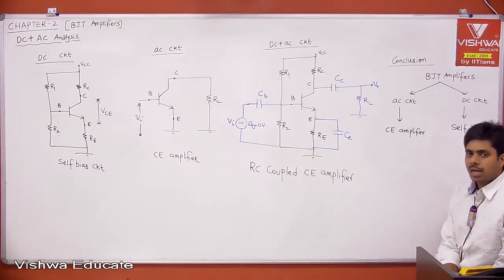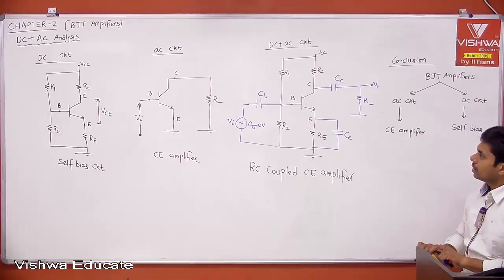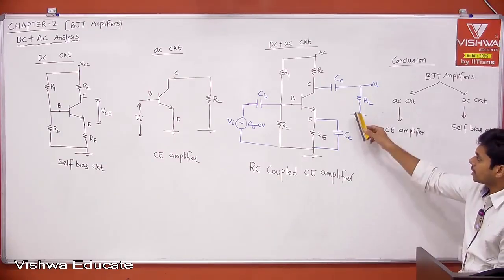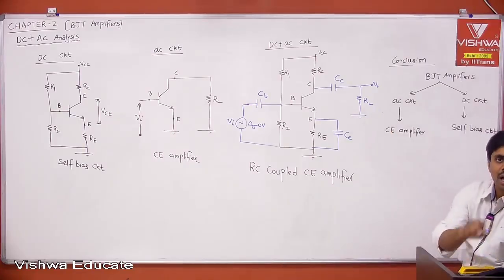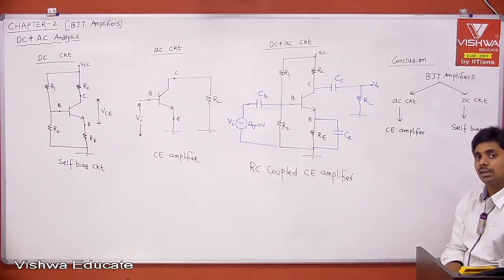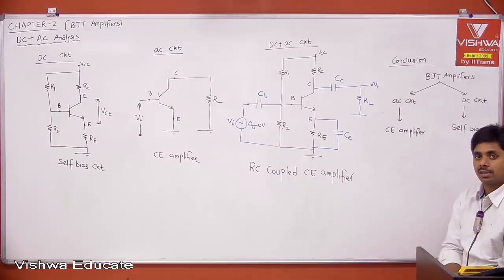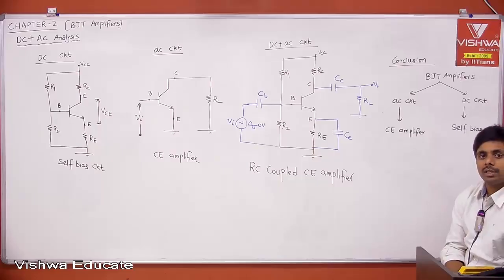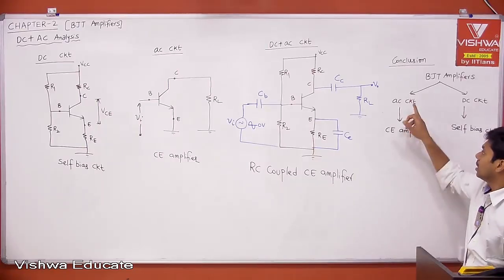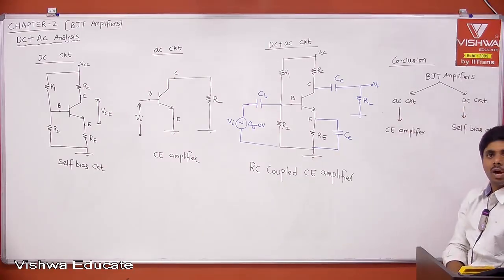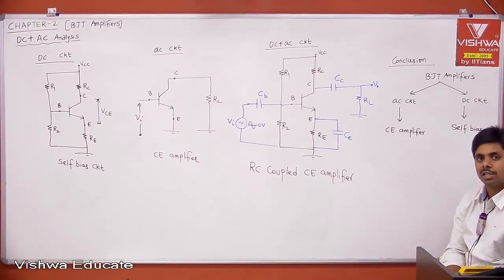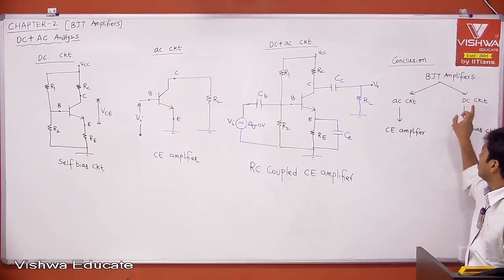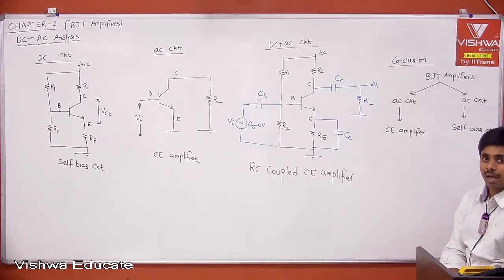Now assume that only this circuit is given in the examination. How will you get the DC circuit? I told you a procedure. Going back to the starting of the classes: for any circuit given, based on the problem statement, classify the problem as either an AC analysis problem or a DC analysis problem. Once you know the problem is related to AC analysis, immediately get the AC circuit. If it is related to DC analysis, immediately get the DC circuit. That is what I told.